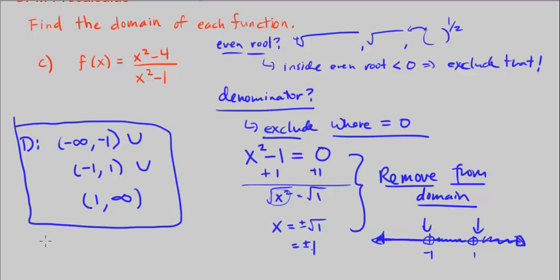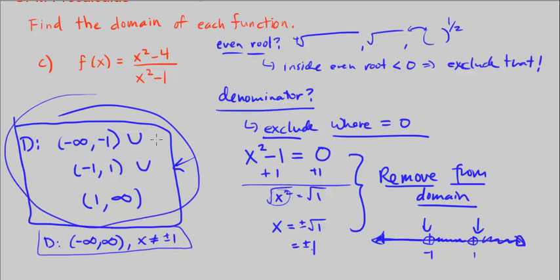And again, you could write it another way. Since you're just excluding something, you could say the domain is negative infinity to infinity, except we're going to say x cannot equal plus or minus 1, right? That's another way to say it, but this is the more standard and customary way to say it in set notation. All right. So that's the domain, and I abbreviate it with a capital D. Let's go on to part D.